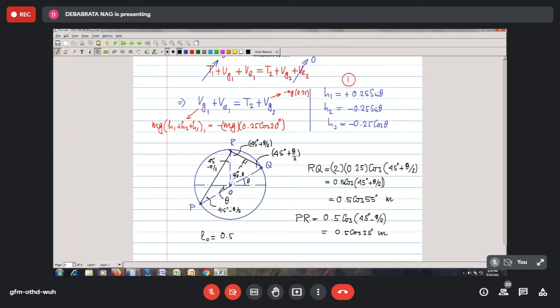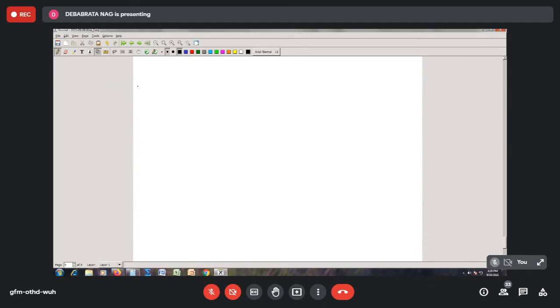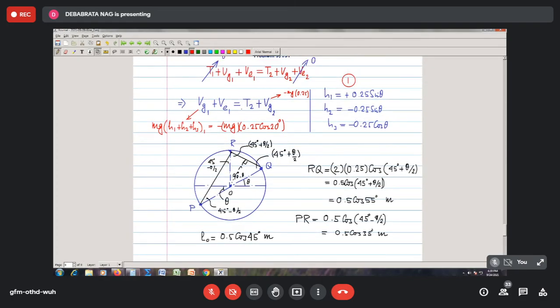0.5 cos 45 degree meter. So it becomes 0.5 cos 45 degree meter. Correct? So that would be the uncompressed length of the individual springs. So I can say therefore, I just add a page here. I can say from here that the delta VE, so I write the equation, sorry, not delta V. I'm not writing it in delta form, I'm writing VE1.